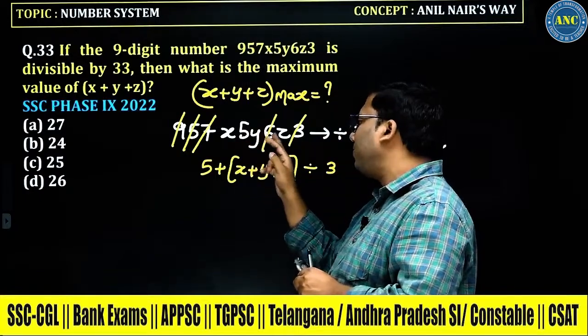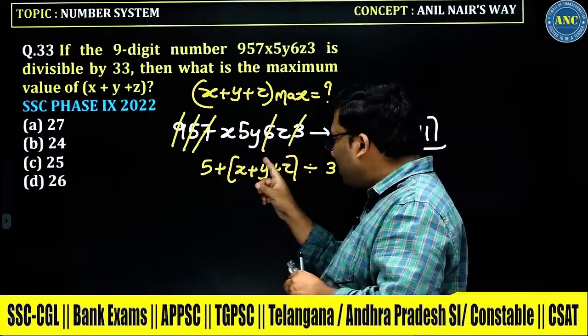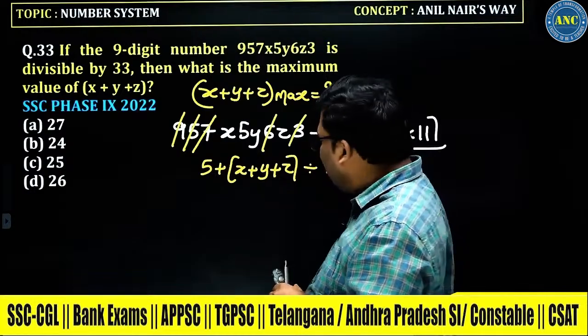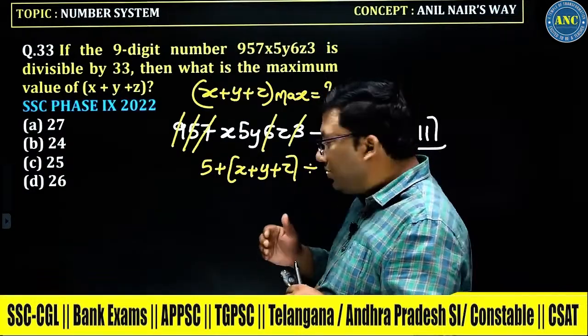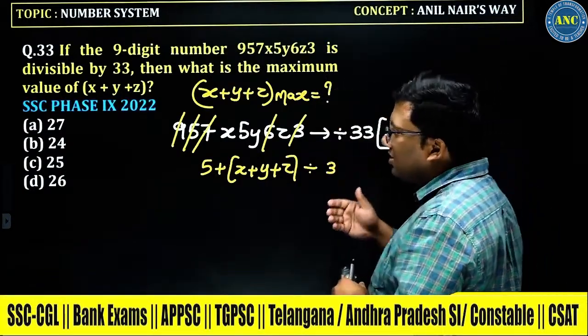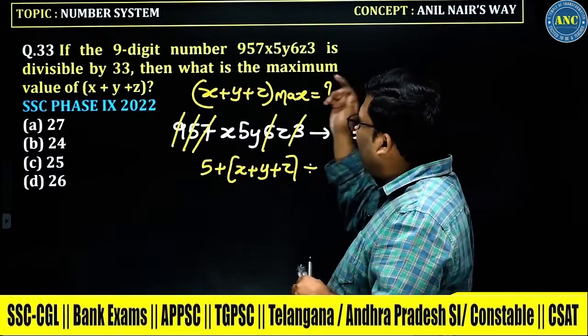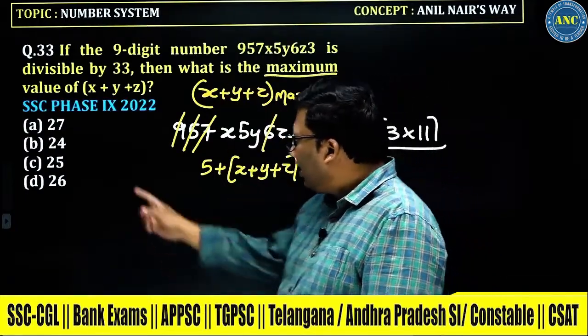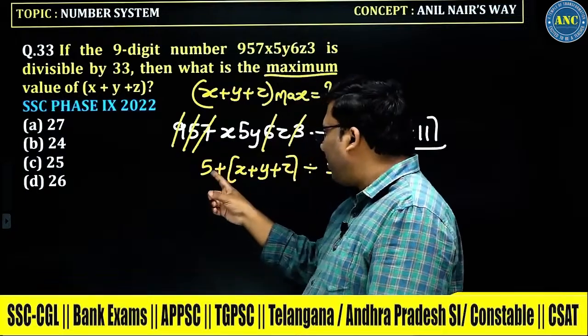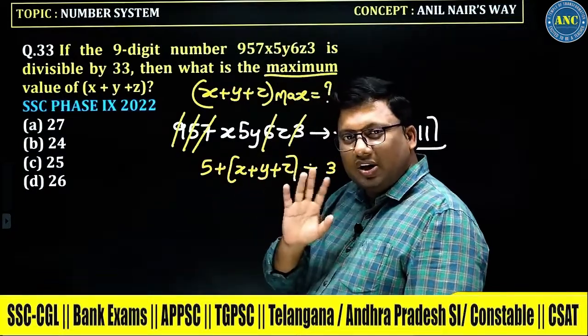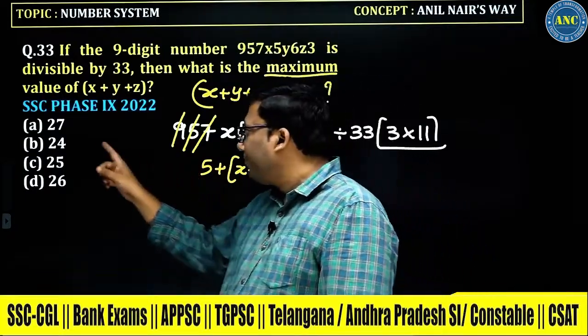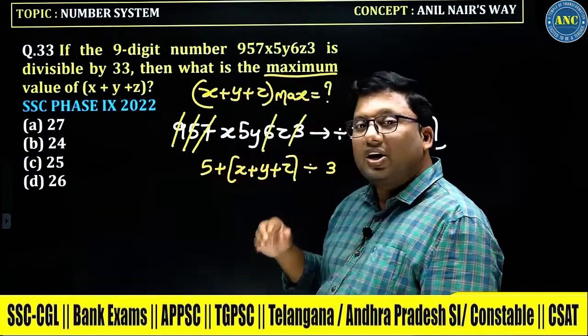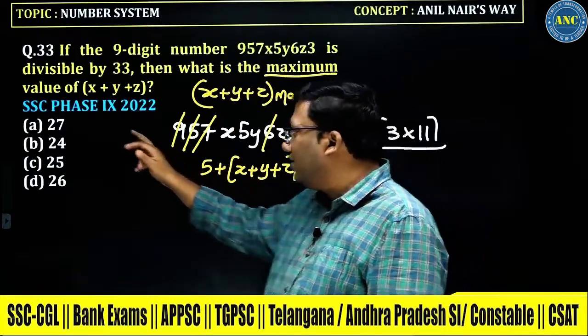So 5 plus x plus y plus z is divisible by 3. x plus y plus z will take a lot of values. What is the maximum value of x plus y plus z? If I take 27, 5 plus 27 is 32. It is not divisible by 3. 24 plus 5 is 29. It is not divisible by 3.